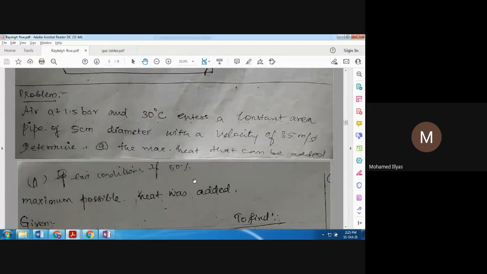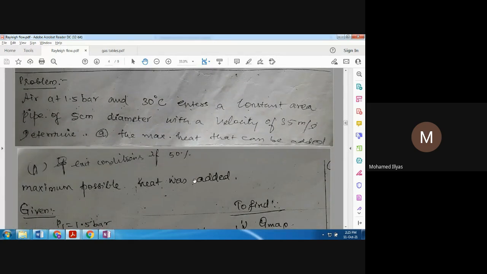We'll go to the next problem. Air at 1.5 bar and 30 degrees Celsius enters a constant area pipe of 5 centimeter diameter with a velocity of 35 meters per second. We need to calculate the maximum heat that can be added, and the exit condition if 50% of the maximum heat was added. So we need to calculate the Q max, and if Q equal to 50% of the Q max, then what are all the exit conditions? In this way, we have to proceed with the problem.